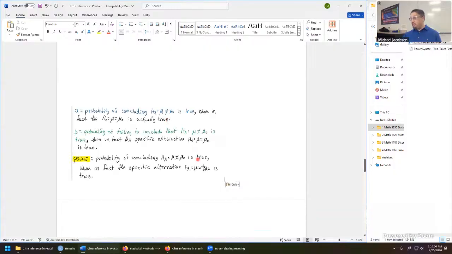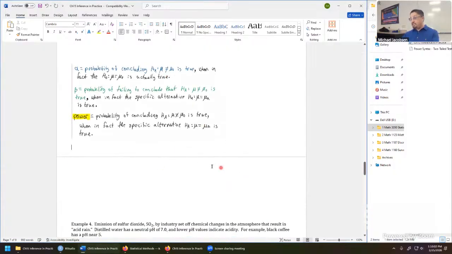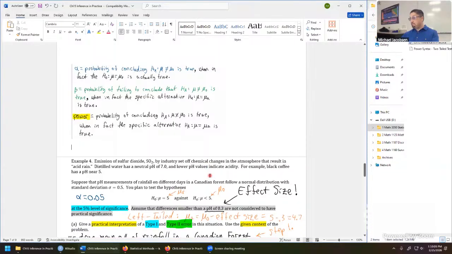I'm going to park that cheat sheet just above so it's less of a distraction when we scroll through the problem.